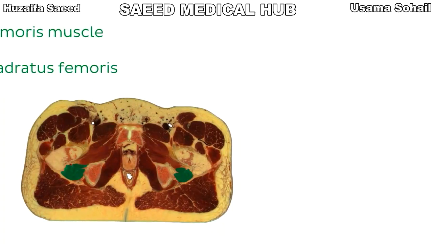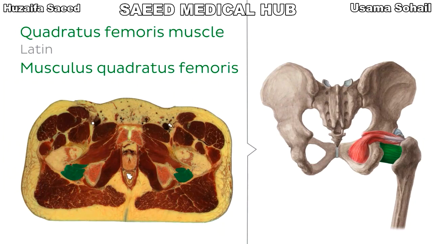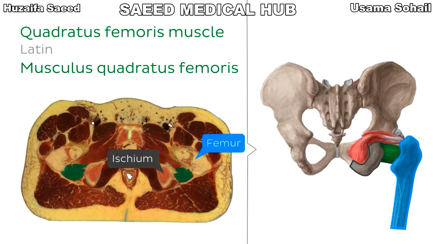So let's begin with the quadratus femoris muscle. Highlighted in green to the left, we can see the quadratus femoris muscle spanning between the ischium just here and the femur, which is just here. Looking at the atlas image of the quadratus femoris muscle, you can see the spatial relationship of the muscle traveling between the ischium and the femur.